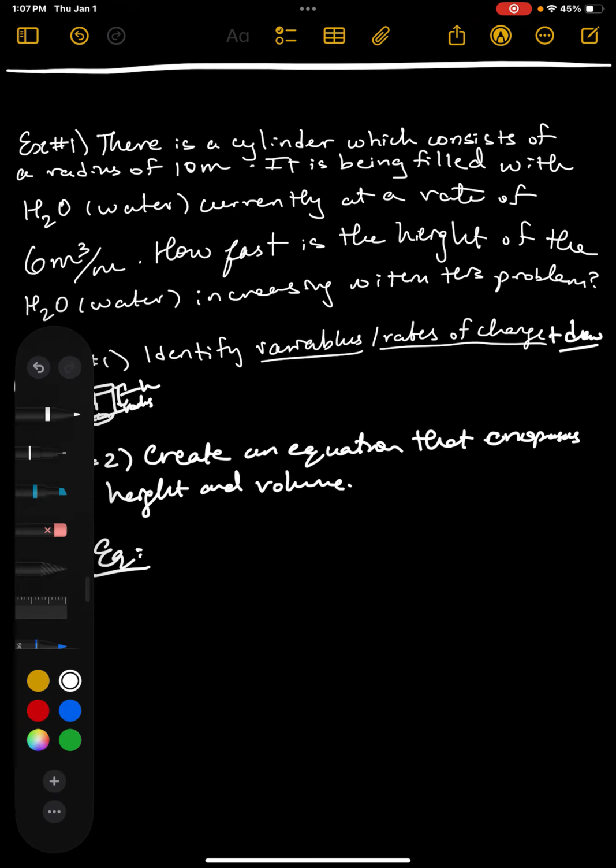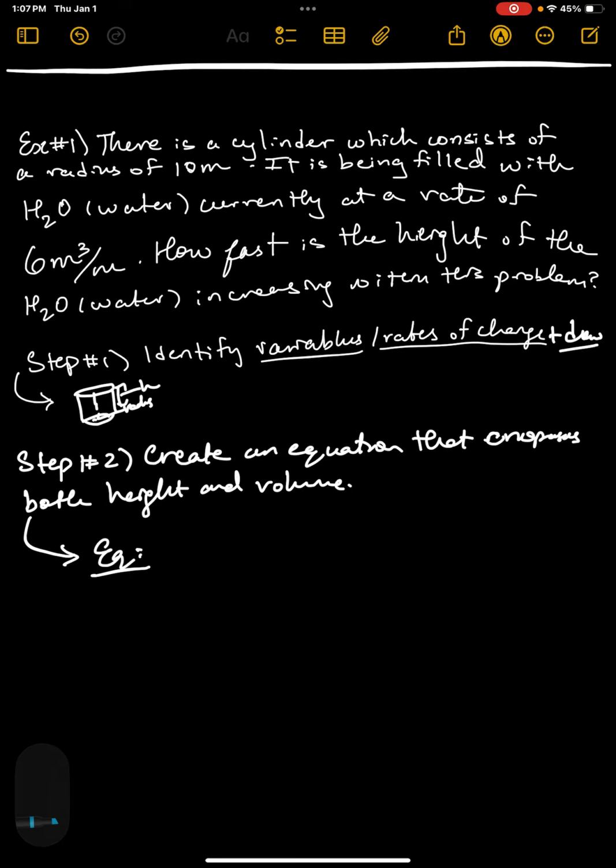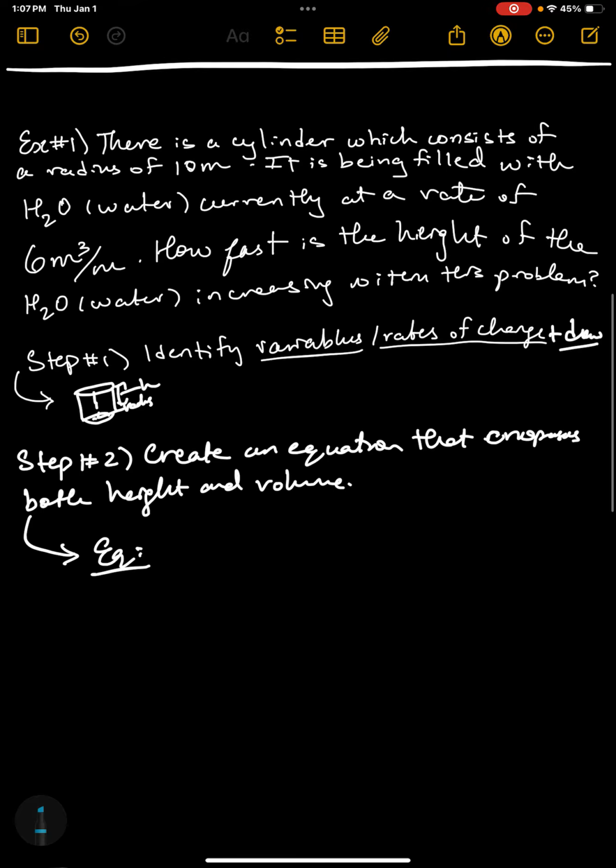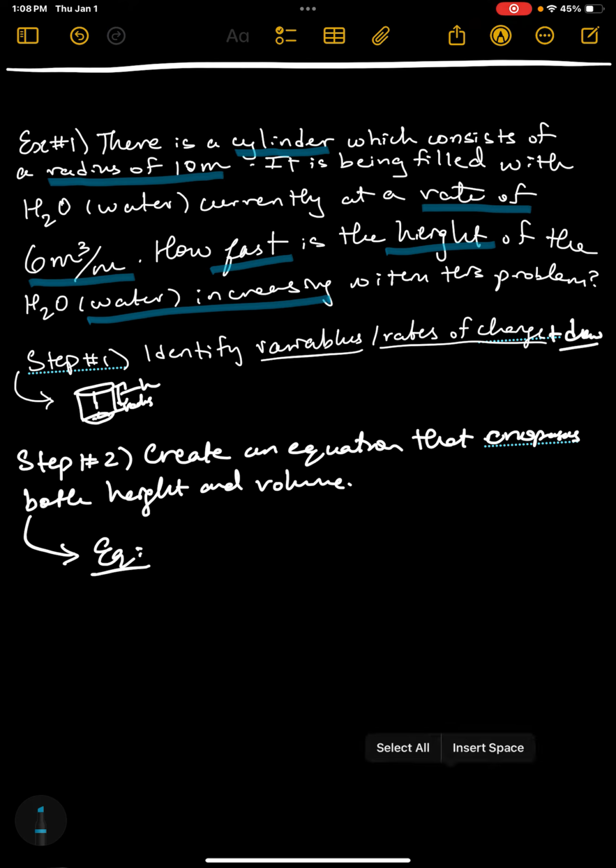So again, the first step is to highlight some things here, right? So let's highlight what information is important to us. So there's a cylinder, that's important, which consists of a radius of 10 meters, that's important. It's being filled currently at a rate of 6 meters cubed per minute, that's important. And then they're asking us how fast is the height of the water increasing.